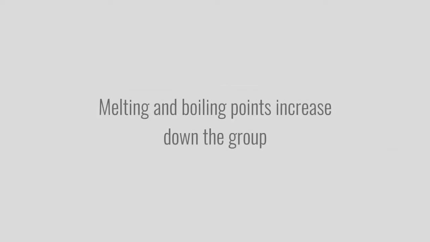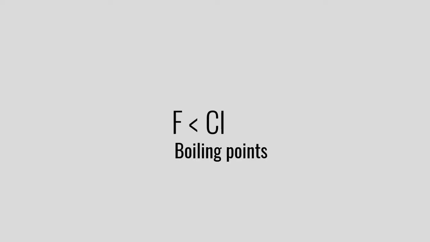The melting and boiling points, unlike the alkali metals, increase the further down the group you go. This means that chlorine will have a higher melting point than fluorine, bromine will have a higher melting point than both fluorine and chlorine, and so on.